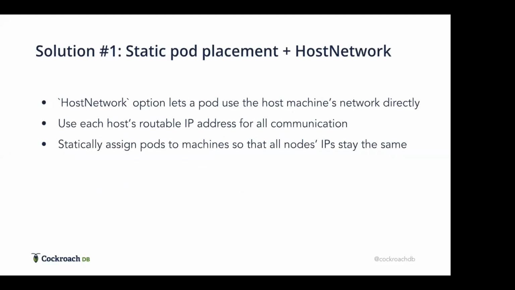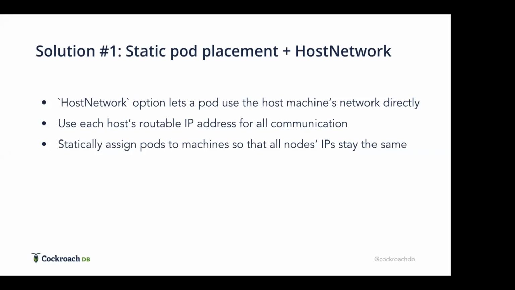So one way to do this is to pretend that you're not really using Kubernetes at all. Kubernetes allows you to statically place pods onto specific nodes, or you can use what's known as a daemon set, which just puts one pod on every node. Then you can use the host network option in the Kubernetes configuration file to tell the pod to use the host machine's network directly. So it will use the host machine's IP address for all of its communication. This means that your pod will be using the ports directly on the host's network, so you can't have more than one Cockroach pod on that machine, because you're going to run into port conflicts if you do.